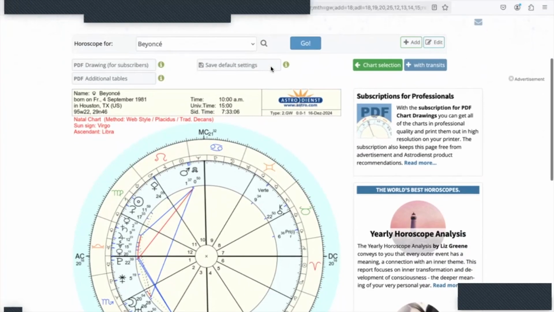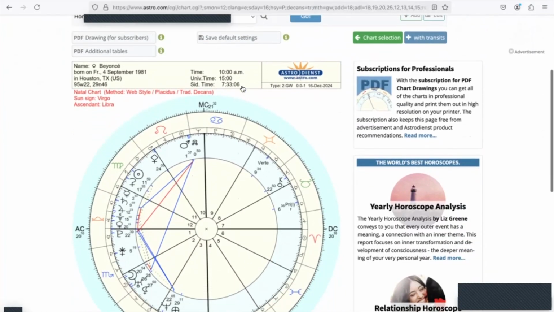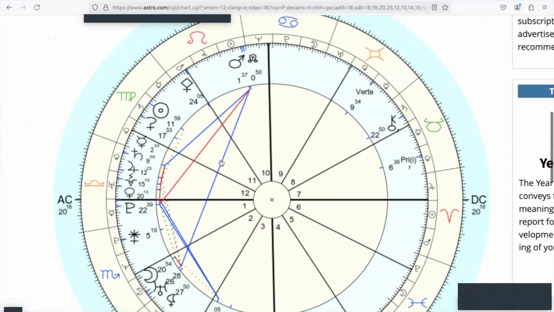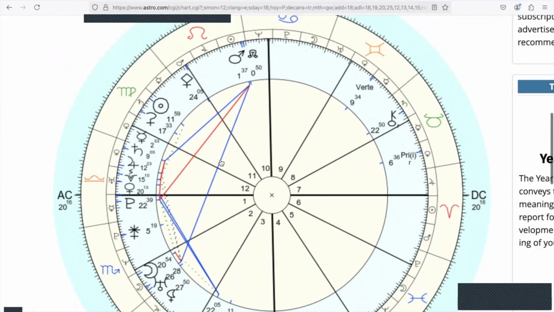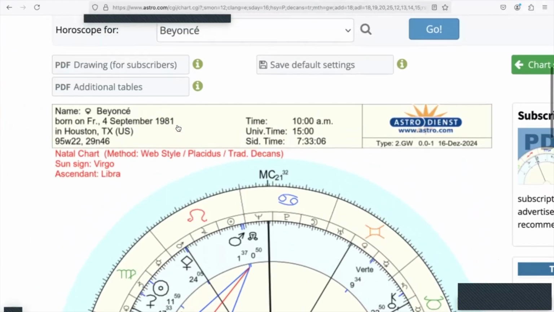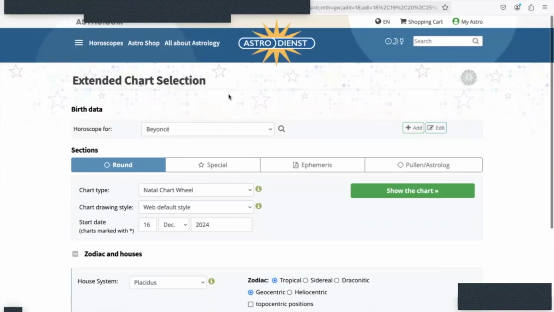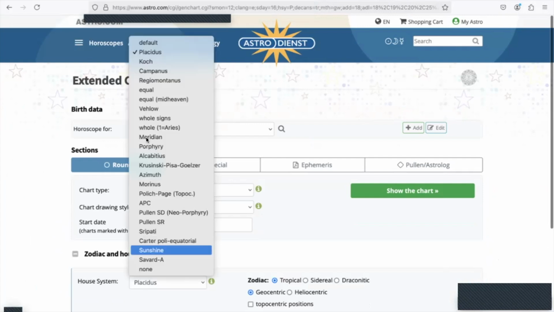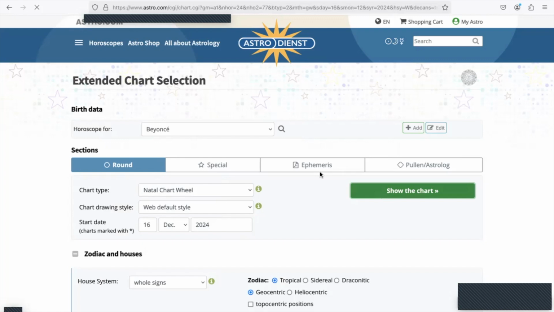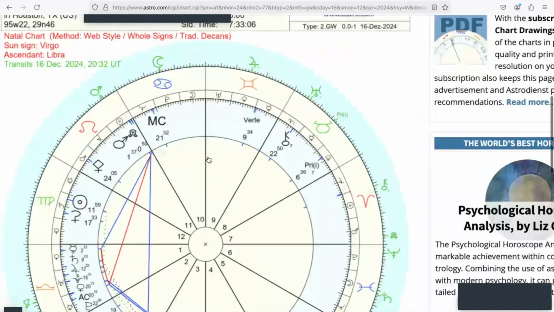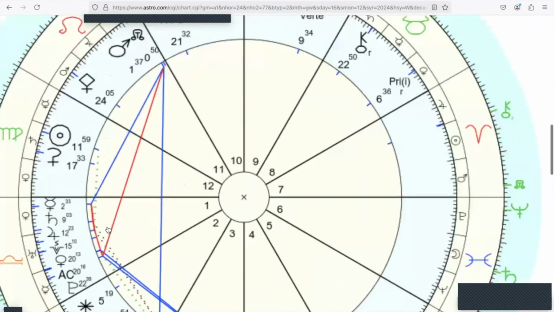I just want to take you to the chart of Beyonce here, just so I can give you another freestyle interpretation. Okay, so this is a Placidus chart. Let me pull up a... Okay, so for Beyonce's chart, in her first house, you can see she's a Libra.